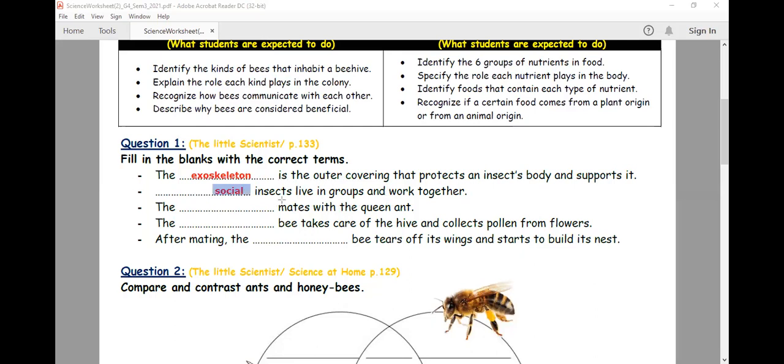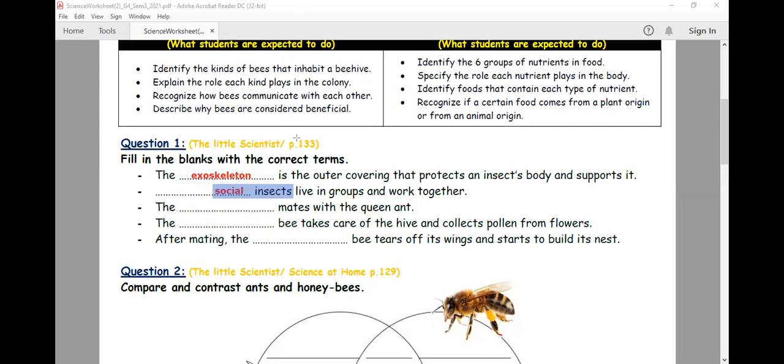Listen to me. Most insects lay eggs on the leaves of plants. They leave their eggs, then the larvae come out of the eggs and turn into a pupa, then into an adult. In general, insects do not live together. They do not live in communities. But we have special insects like bees and ants that live in groups and work together. And these insects are classified as social insects.